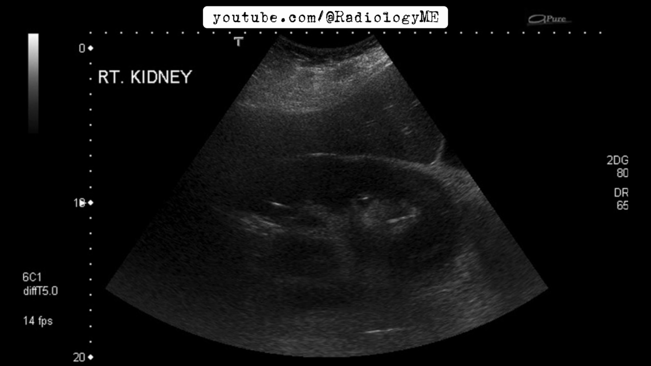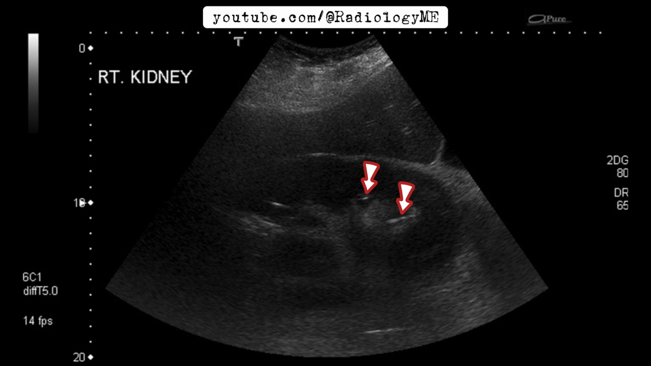We begin with the ultrasound findings. The right kidney is clearly enlarged, measuring 15 centimeters, quite significant. Looking closely at the parenchyma, there's a loss of corticomedullary differentiation. This typically signals ongoing damage or inflammation.